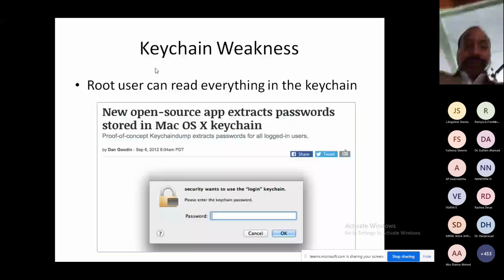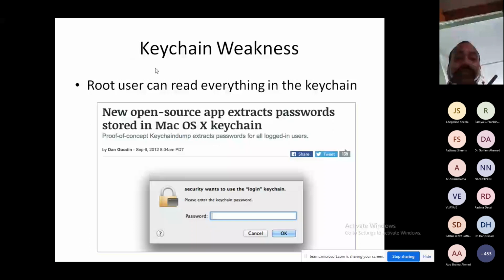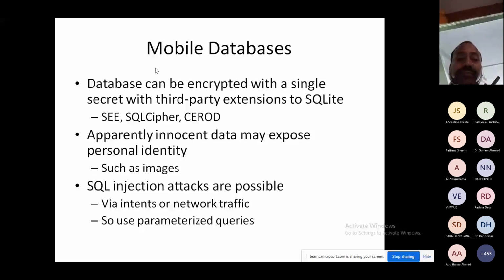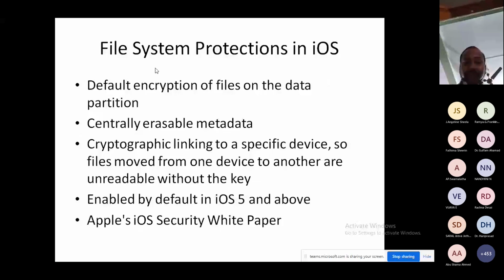For keychain weakness, the root user can read everything in the keychain, or Android keystore, which is intended to store cryptographic keys, has no inherent protection, so the app must provide a mechanism, or mobile databases where the database can be encrypted with a single secret with third-party extensions to SQLite like SQLCipher, and file system protections in iOS where there is default encryption of files on the data partition, centralized visible metadata, or cryptographic linking to a specific device, enabled by default in iOS 5 and above, and Apple iOS security.